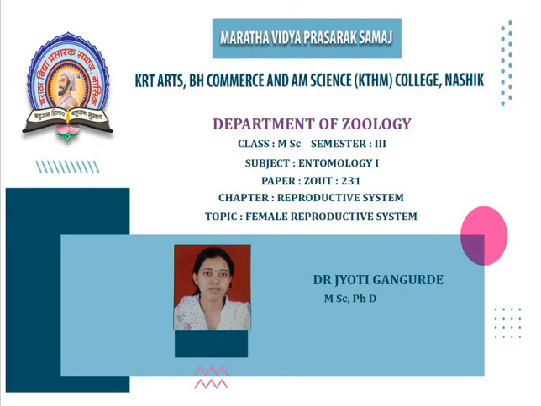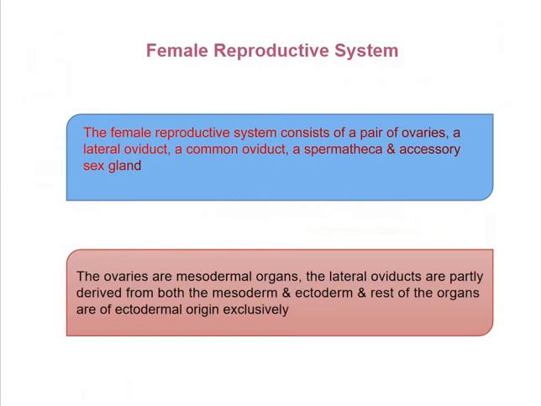Today we are going to discuss the topic of the female reproductive system. The female reproductive system consists of a pair of ovaries, a pair of lateral oviducts, a median or common oviduct, a spermatheca, and accessory sex glands.